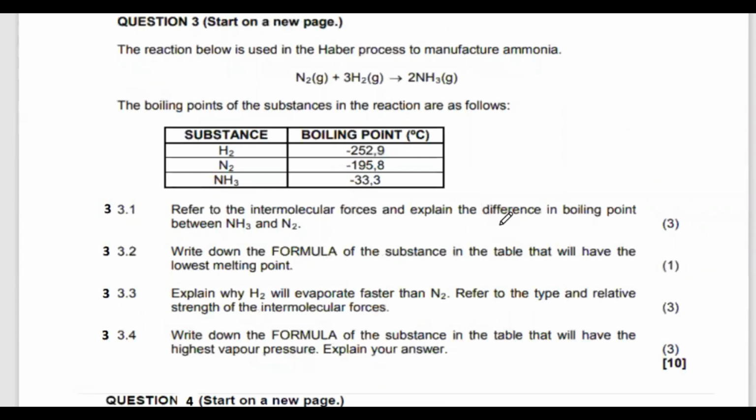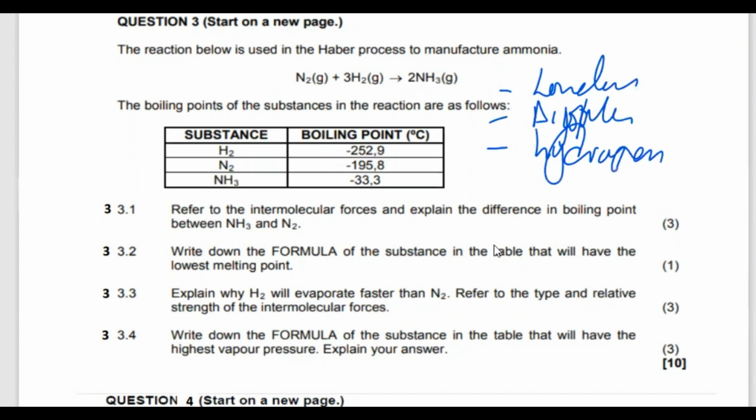Then we go to the next question. It's about boiling point and melting point. This topic is also coming. The boiling point and melting point must be related to the intermolecular forces of attraction. As I explained, guys, don't go without knowing London forces, don't go without knowing dipoles, and don't go without knowing hydrogen bonds.